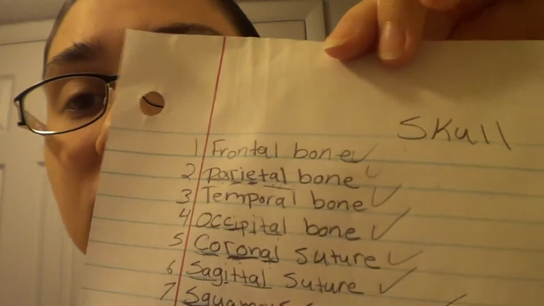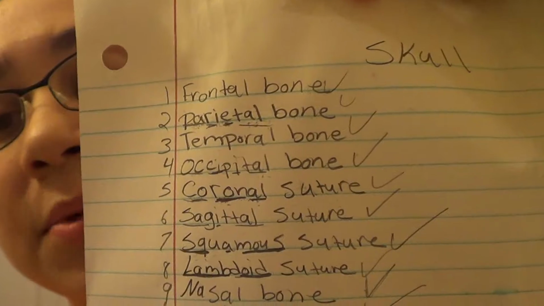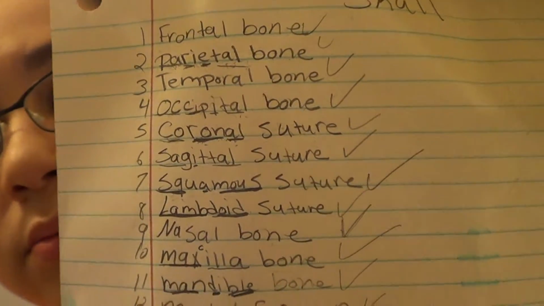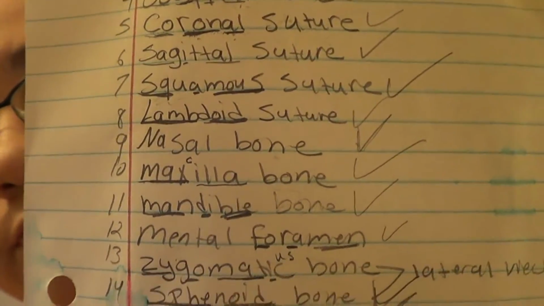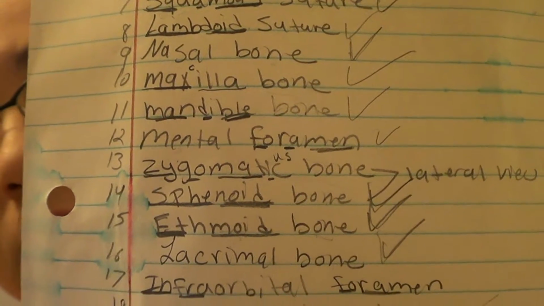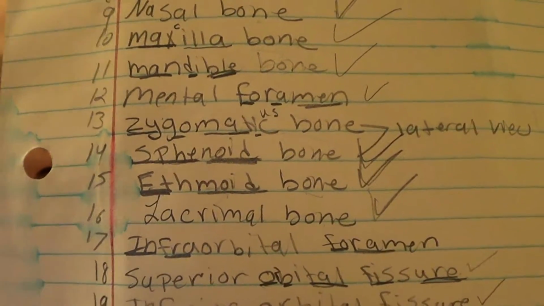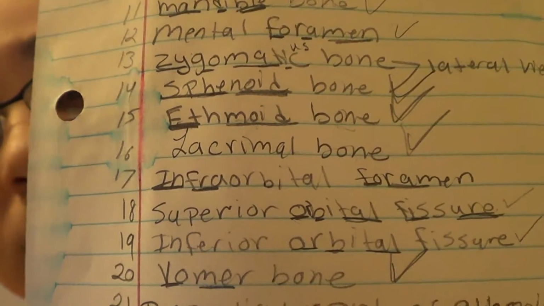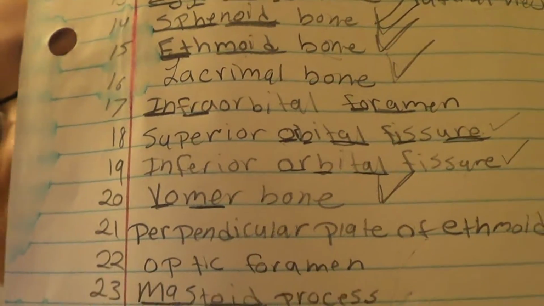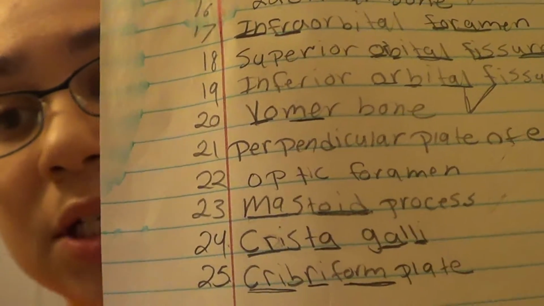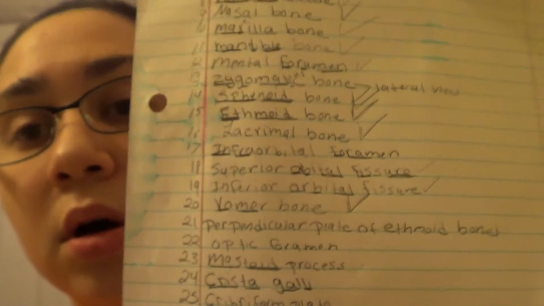This is a list of the 25 parts that I picked out that I'm going to be doing. And they are underlined and checked because I've been trying to show you the pronunciation for these words, because my pronunciation of these words is not good.